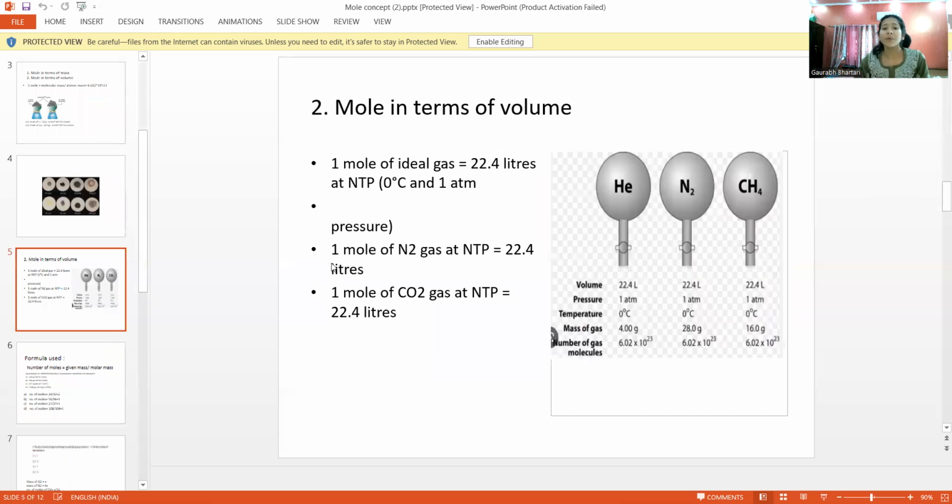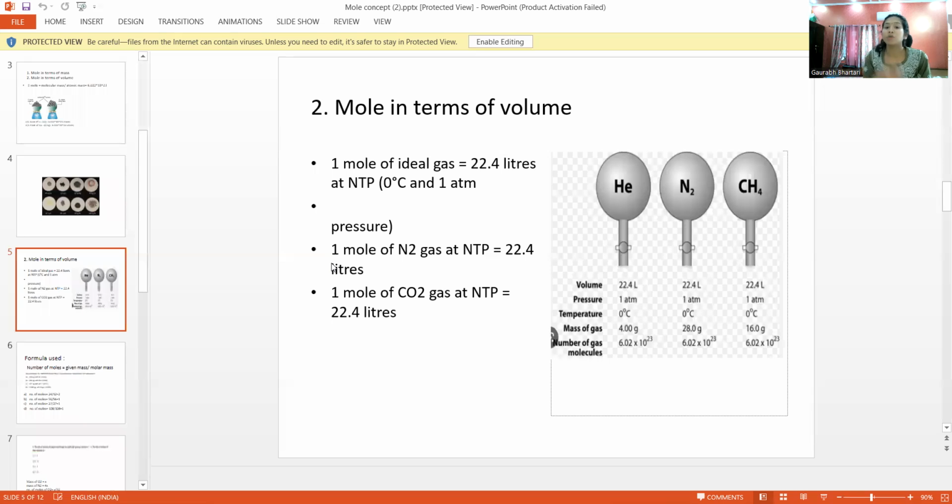Next, we will come to the mole in terms of volume. In this case, it is important for us to first know about NTP. NTP is normal temperature and pressure conditions. In this condition, the temperature is 0 degrees Celsius and the pressure is 1 atmosphere. So, for 1 mole of an ideal gas at NTP, the volume is 22.4 liters, right, for an ideal gas.